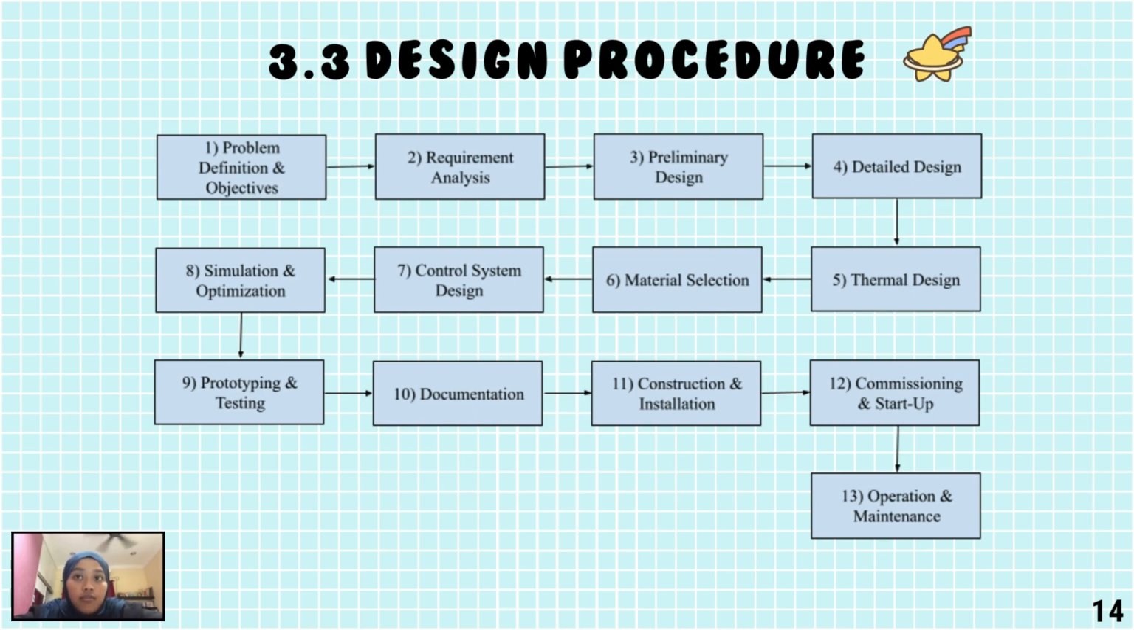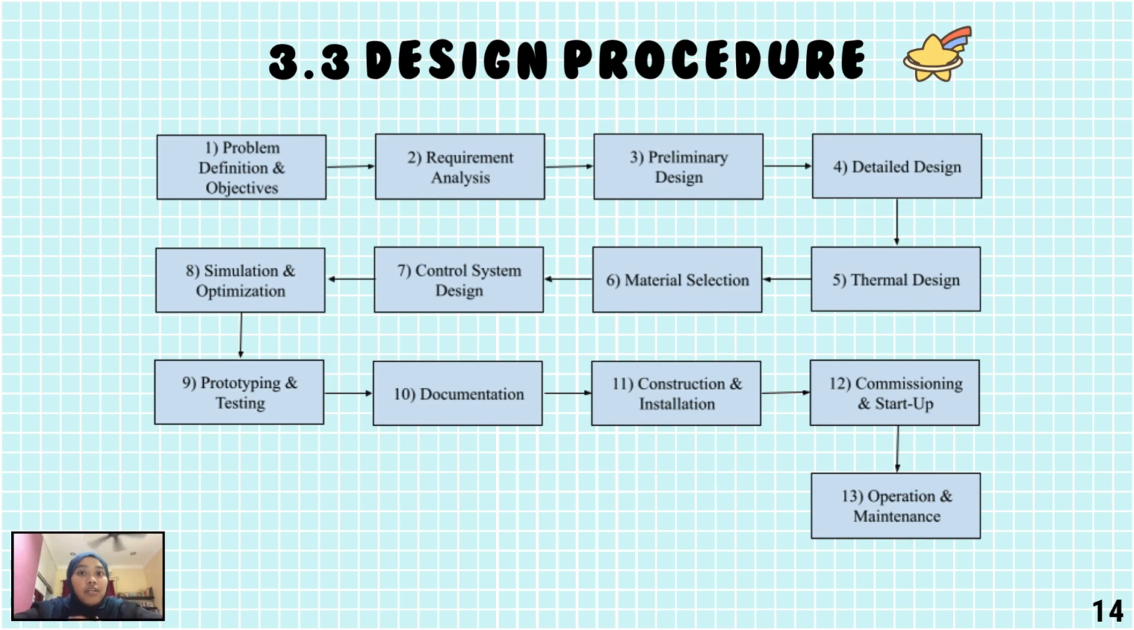For part 3.3, I will talk about the design procedure of a distillation unit. The design procedure for a distillation unit in the oil refining process involves a series of systematic steps to ensure that the unit is capable of efficiently separating crude oil into various components. So we have 13 steps that we need to take into consideration.